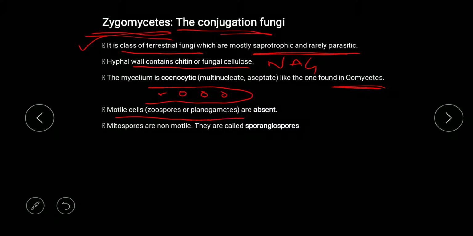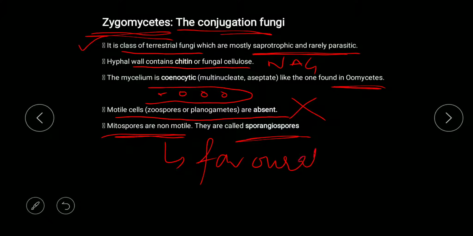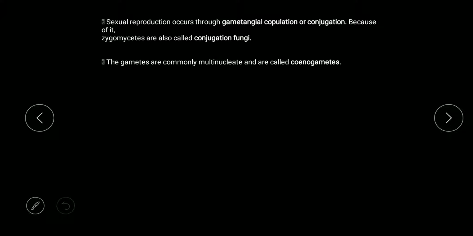Motile cells, zoospores and planogametes are absent. Remember, zoospores are not found, and the mitospores are non-motile, and these mitospores are known as sporangiospores. We have studied these are non-motile spores which are produced endogenously in favorable conditions. They are known as sporangiospores. So these are the asexual spores which are produced in Zygomycetes.